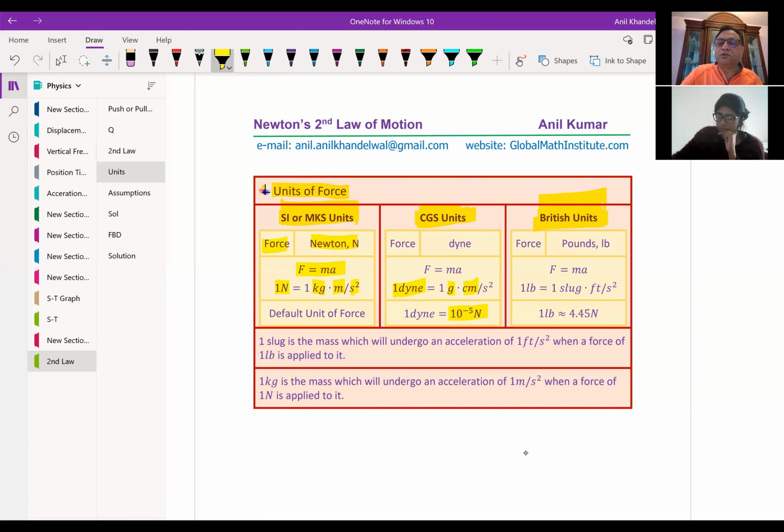Now let's get to the British unit. The unit is the pound. When you buy groceries, sometimes you buy a pound of something, correct? So weight is a force. So that is the pound unit for force. And 1 pound is... so what is the unit for mass in the British unit system? Do you know that? It is called the slug.